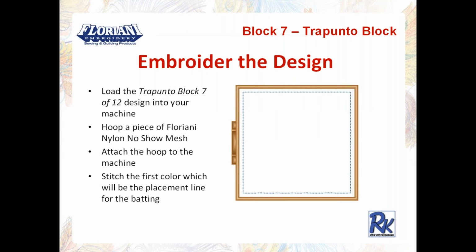So we're going to go ahead and start embroidering the design now. The first thing you want to do is load the Trapunto block 7 of 12 design into your machine. You want to hoop up a piece of FLORIAN nylon no-show mesh stabilizer. Make sure you get it nice and tight. Attach the hoop to the machine and go ahead and stitch out the first color, which will be the placement line for our base batting.